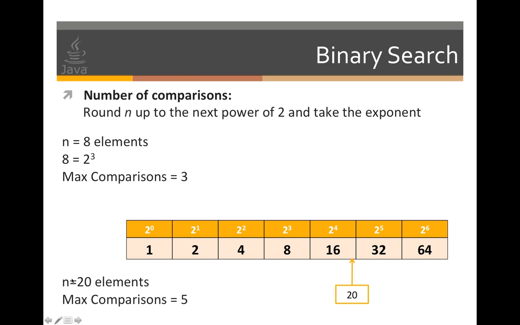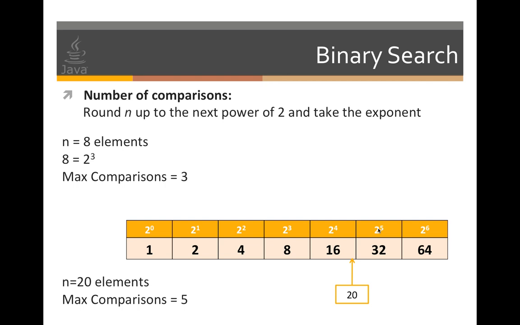But we know that n is equal to 20. So 20 would kind of sit here, right? The next base 2 number above 20 is 32. The number of comparisons to inspect a 20 element array would be 5. Take the exponent. So if you want to know how many comparisons an array search would take, find the number, round up to its next power of 2, and take the exponent, and that'll be the number of comparisons it takes.